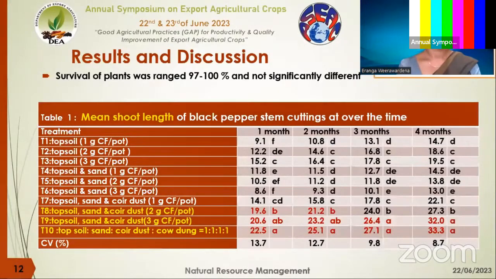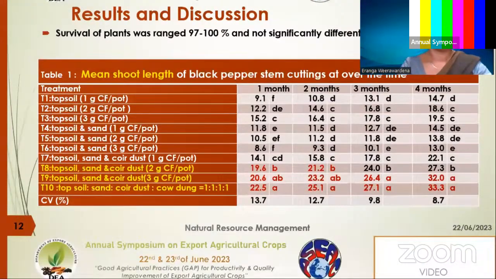Here you can see results and discussion. Actually, survival of plants ranged from 97 to 100%, but they were not significantly different. But here you can see mean shoot length. Throughout the experiment, T10 produced significantly the highest mean shoot length, and also T9. In early stages, 1 and 2 months after planting, you can see the T8 treatment also had significantly higher mean shoot length.